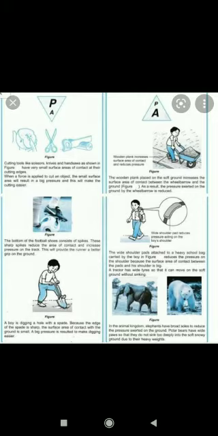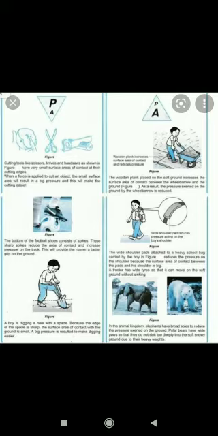In the animal kingdom, elephants have broad soles to reduce the pressure exerted on the ground. In a similar way, polar bears have wide paws so that they don't sink into the soft snow. They can easily walk on the snow even with heavy weights.